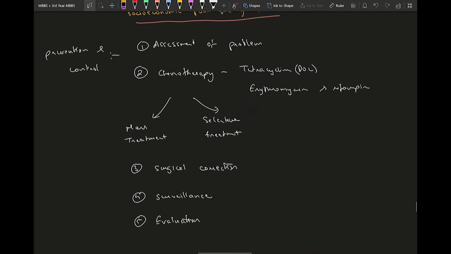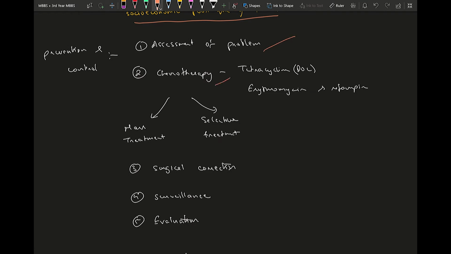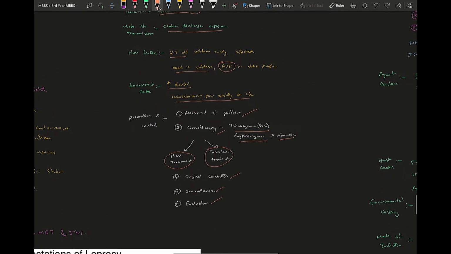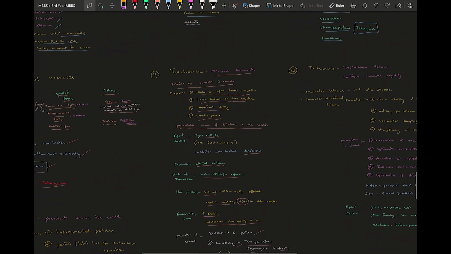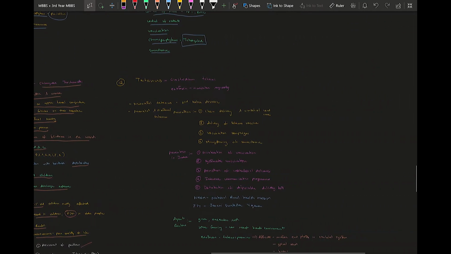You need to first assess the problem, and then for chemotherapy, tetracycline is again the drug of choice, or you can use erythromycin or rifampin. The two modalities of treatment are mass treatment or selective treatment. Mass treatment will be like a prophylaxis, and selective treatment is where you identify the person with the disease and give them the antibiotics. Finally, you can do surgical correction, which is keratoplasty, then surveillance and evaluation of how effectively it's being managed. So that is all about trachoma.